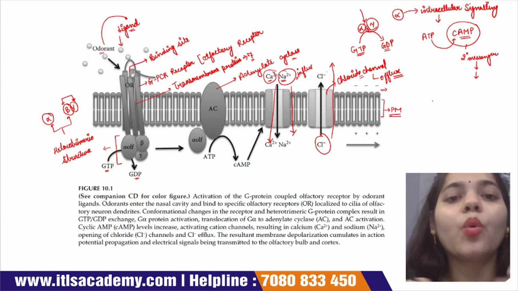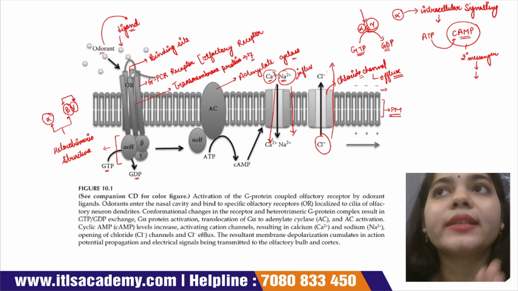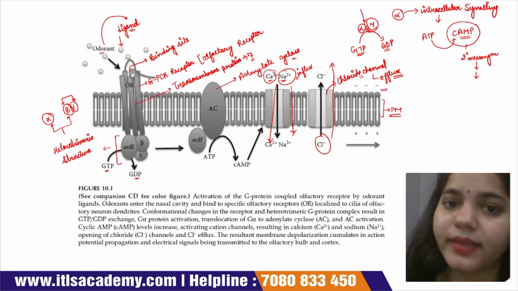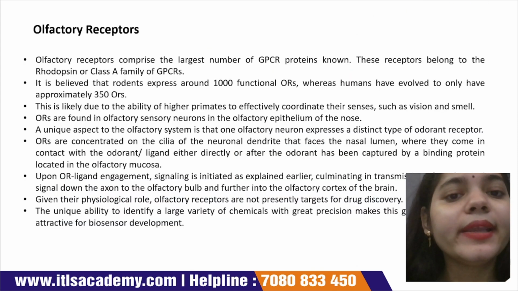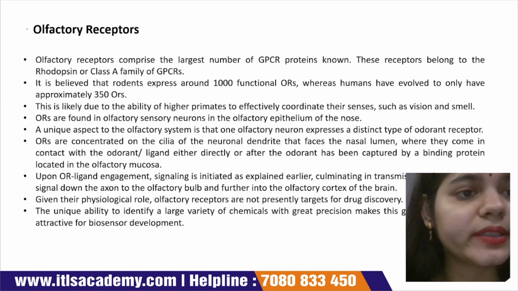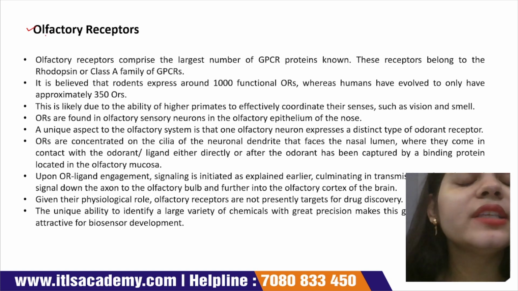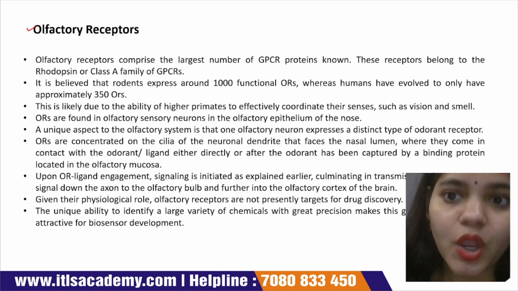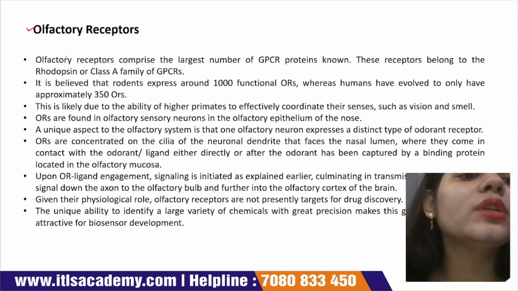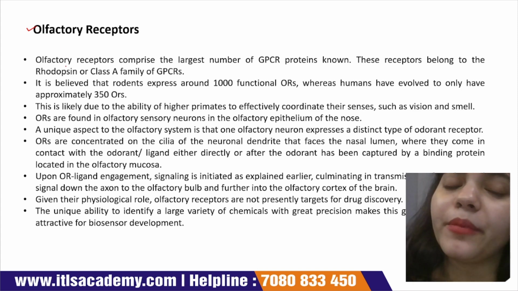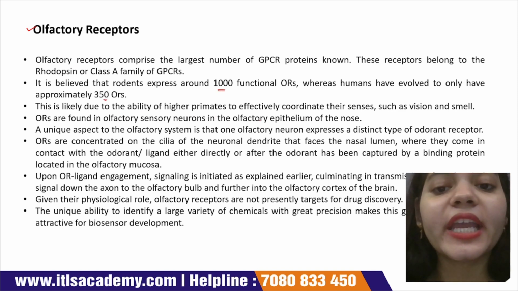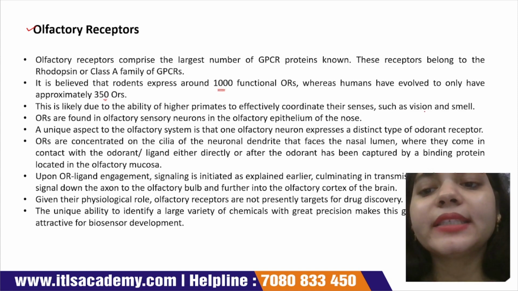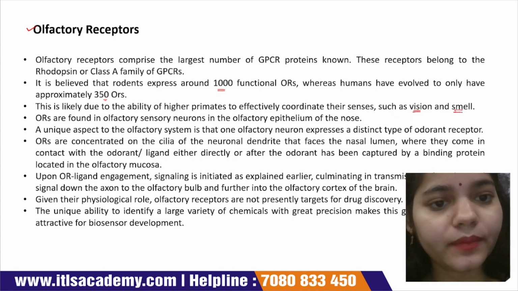Okay, this is the whole working of the olfactory receptor, a G protein coupled receptor. Now we understand the olfactory receptor. These olfactory receptors comprise a large number of GPCR proteins, and they belong to the rhodopsin or class A family of GPCRs. This is likely due to the ability of higher primates to effectively coordinate their senses, such as vision and smell.